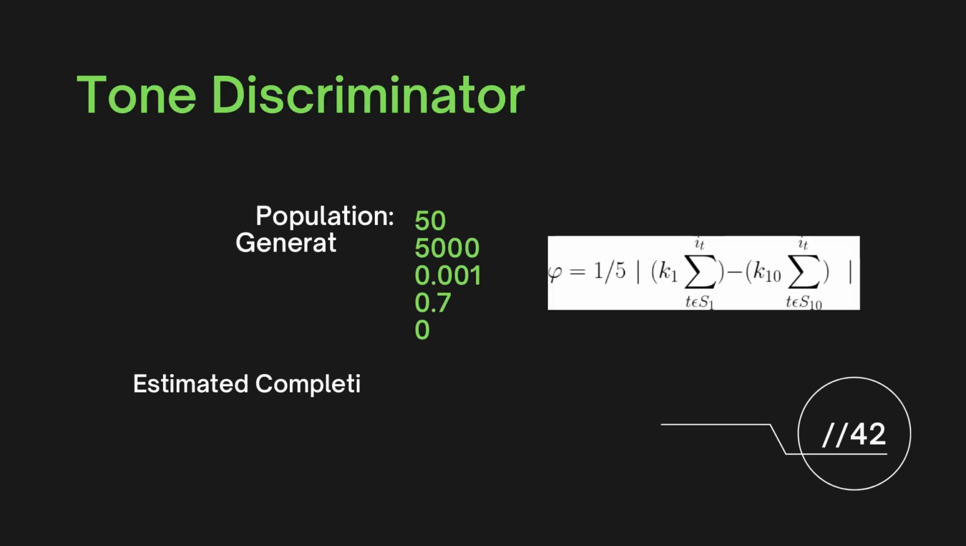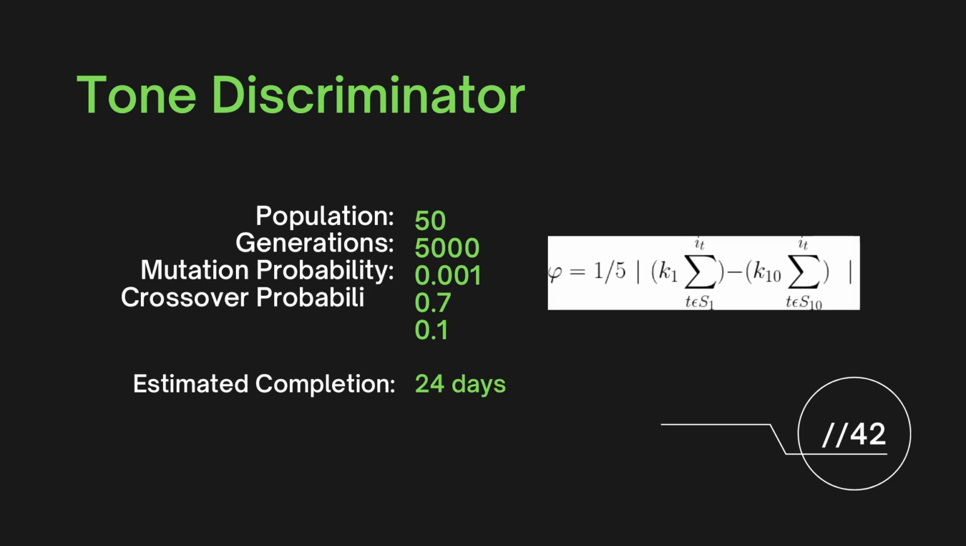We set the population to 50, generations to 5,000, and the rest of the parameters same as before. Utilizing Thomson's tone discriminator function, fitness is measured by exposing the FPGA to one of two tones, 10 kHz or 1 kHz. Each tone is emitted 5 times in random order for a duration of 500 milliseconds, resulting in an evaluation period of 5 seconds.